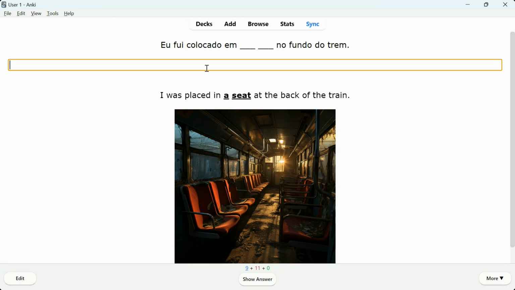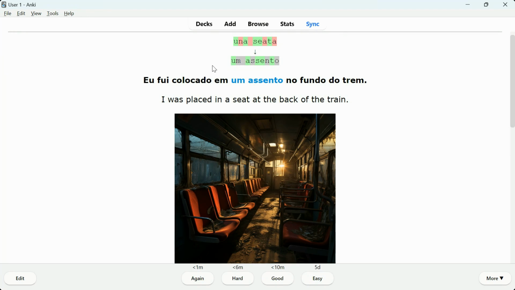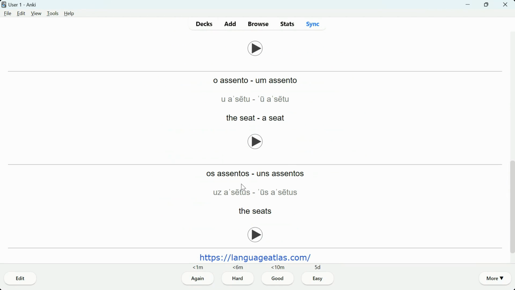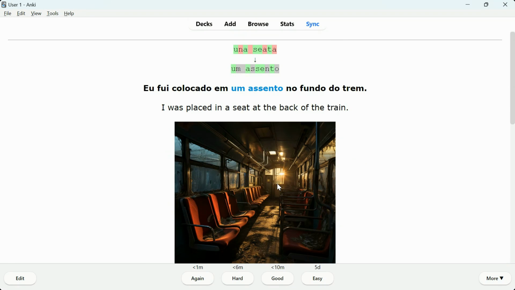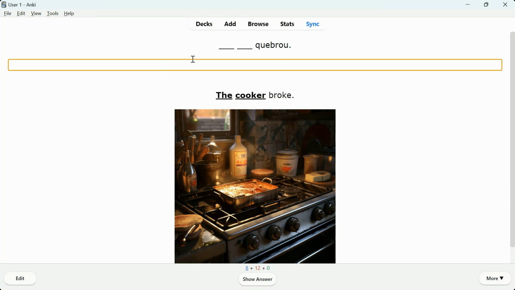But let's say you do not know the answer and you just say something like this. Eu fui colocado em assento no fundo do trem. O assento, assento. Os assentos, uns assentos. So you can see my answer is wrong. Now the letters I had correct are shown in green, and what I had wrong is shown in red. And you can see the correct answer over here. And what is missing, of course, what is not good, is shown in gray. So for example, last one is A, it should have been an O. So Anki shows you when you have made a mistake, and this is how you can improve your spelling and typing. Now I could continue like this, but I think you get the picture.